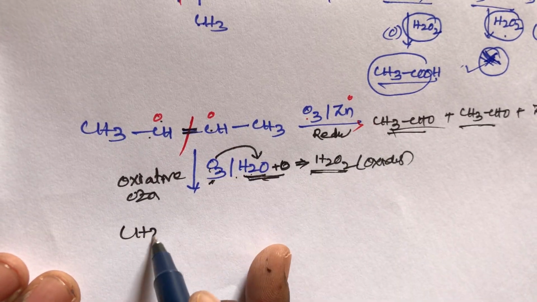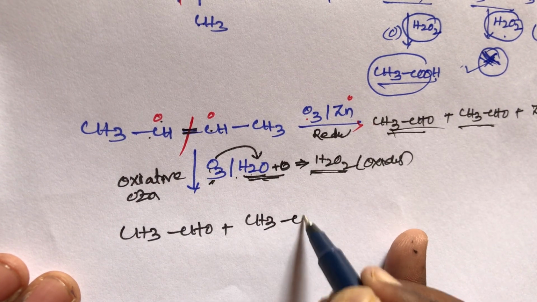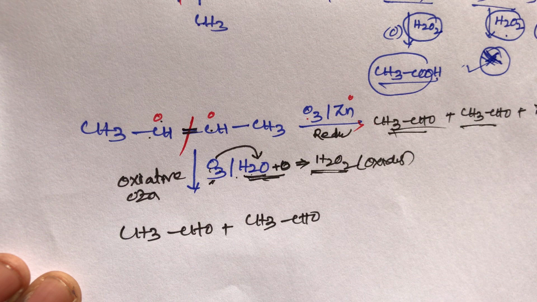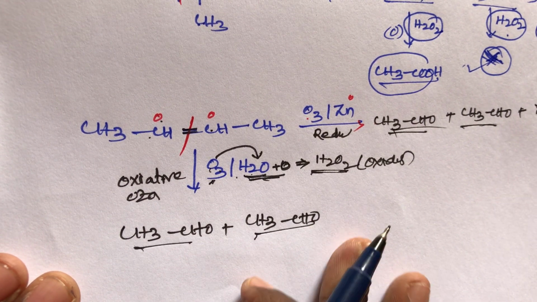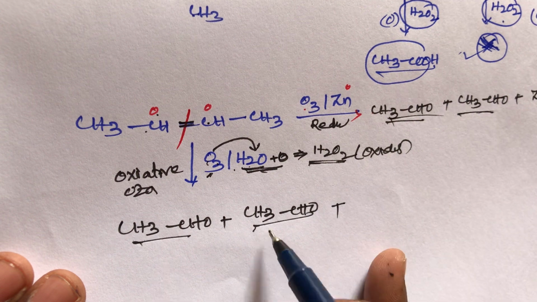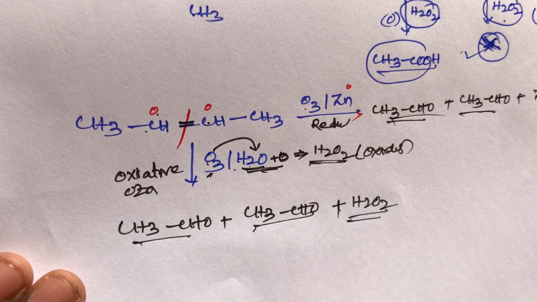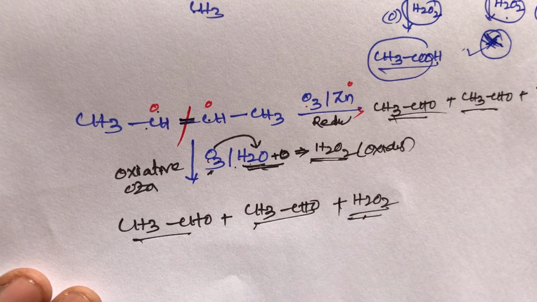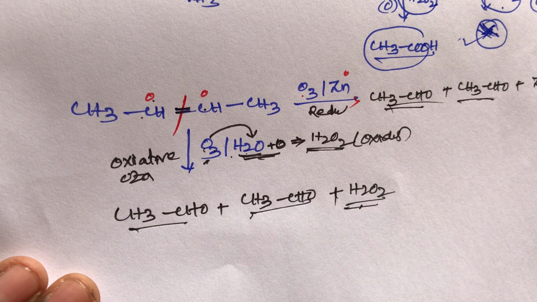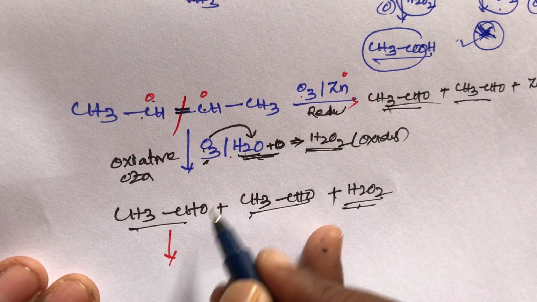That is CH3 CHO plus CH3 CHO. In oxidative ozonolysis, it is a two-step reaction. In the first step, aldehyde is formed: CH3CHO plus CH3CHO plus H2O2. This H2O2 acts as an oxidizing agent. You remember, students, this H2O2 oxidizes the aldehyde group. And further, the first step is completed.